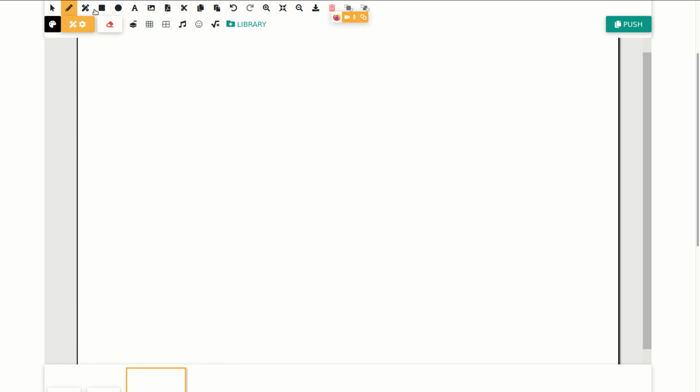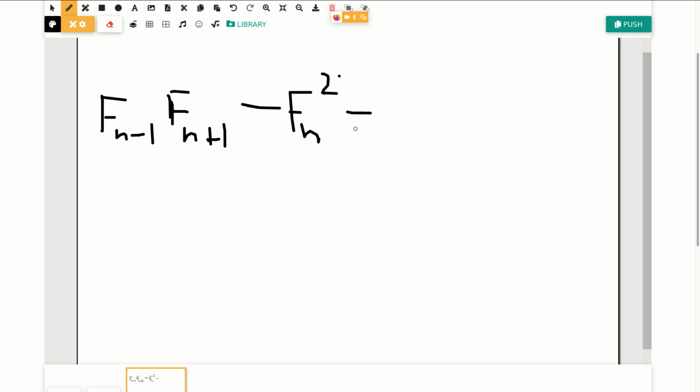Let's move on. So now we come to more interesting identities. This identity is known as Cauchy's formula. I don't think you need to remember the name of it, but this is a pretty famous identity of Fibonacci numbers. So it goes like this: fn minus 1 into fn plus 1 minus fn square is equal to minus 1 to the power n, for any n greater than or equal to 2, I guess.